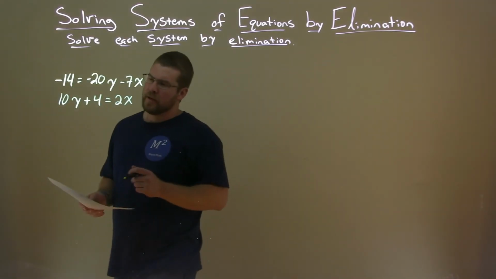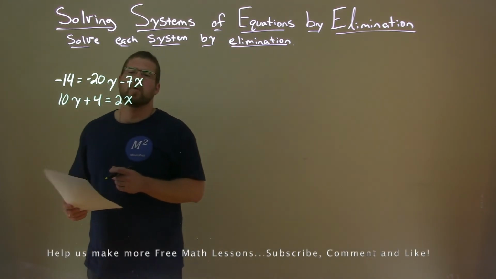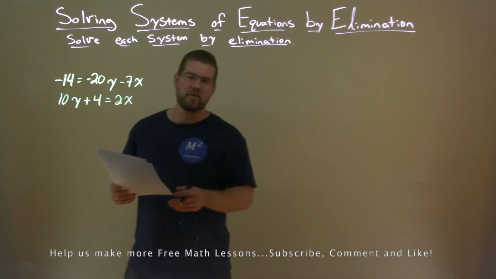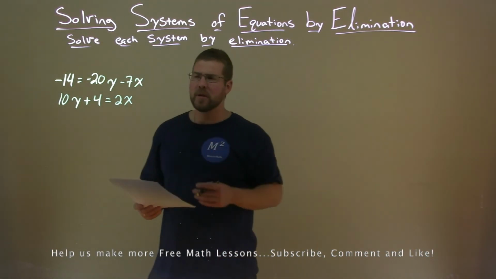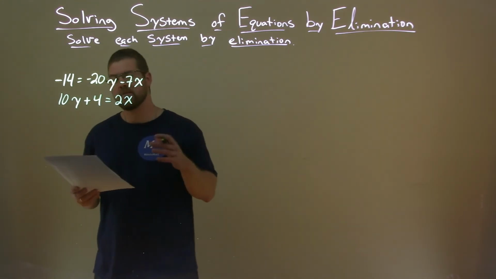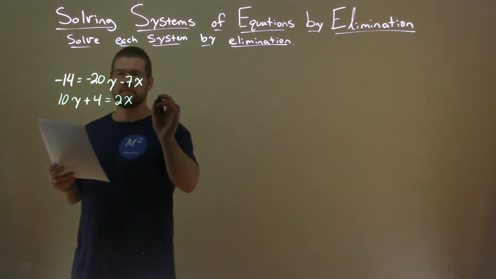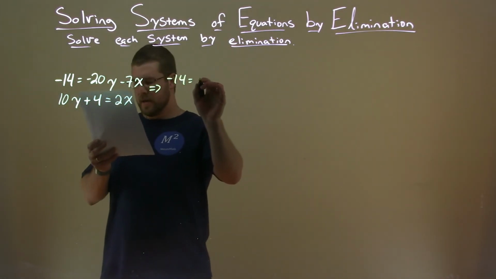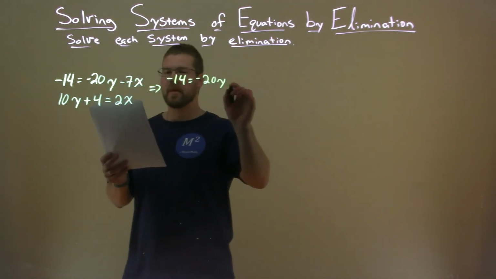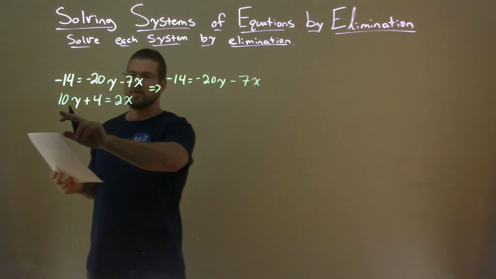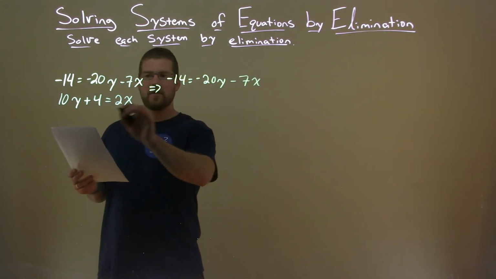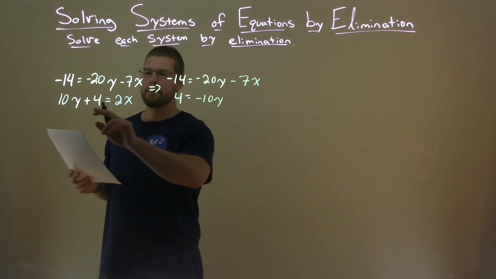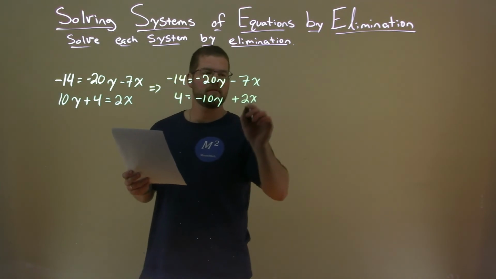We're given this problem here. Minus 14 equals -20y minus 7x. 10y plus 4 equals 2x, and we need to solve this by elimination. Well, first we need to rearrange this to have the x and y's on one side and our numbers on the other. First equation's fine, so we can leave it as such. Minus 14 equals a minus 20y minus 7x. Here, let's subtract the 10y to both sides, so we're left with 4 left over. Subtract the 10y right there, and then just a 2x left over.